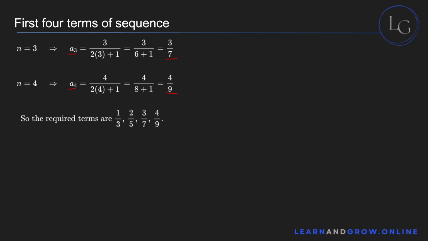So you have 4 values, and those are the required terms. a1 is 1 over 3, a2 is 2 over 5, a3 is 3 over 7, and a4 is 4 over 9. So these are the first 4 terms of this sequence given to us in the question. And that's about it, really.